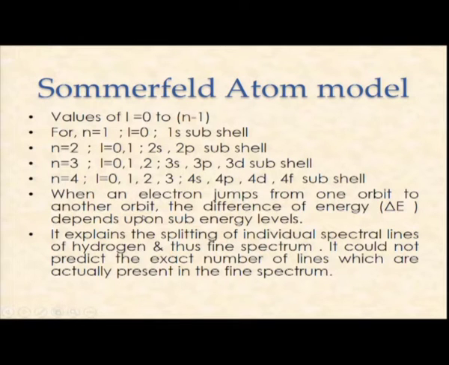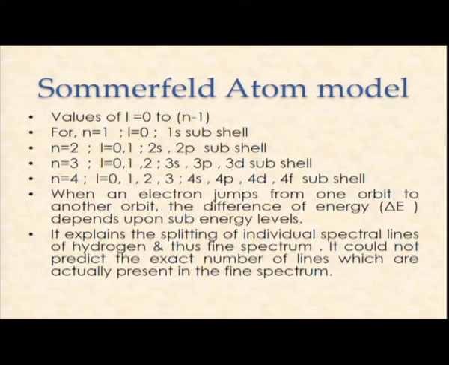Then when an electron jumps from one orbit to another orbit, the difference of energy depends on the sub-energy level. In the Bohr atom model, the difference of energy is set only between the original energy levels. This difference of energy between sub-energy levels explains the splitting of individual spectral lines of hydrogen, and thus the fine splitting of spectral lines is explained by this Sommerfeld atom model.